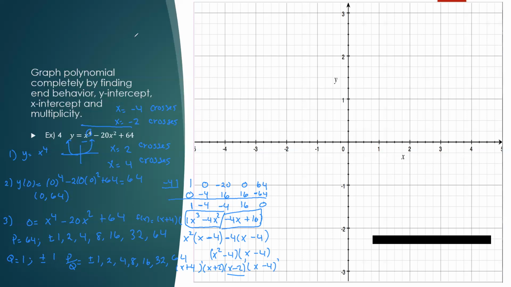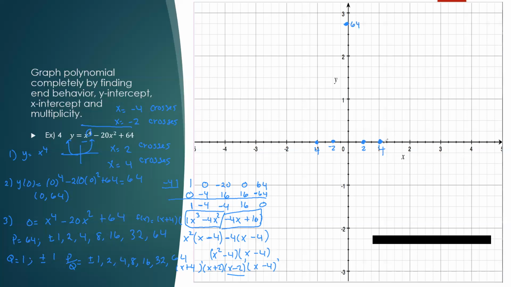Okay, so let's plot it. Let's see. One of my zeros is negative 4. 1, 2, 3, 4. Your other one is at negative 2. 1, 2. Your other one is at positive 2. And then your other one is at 4. And then your y-intercept is at (0, 64). So our graph won't be to scale. Let's just pretend this is 64.